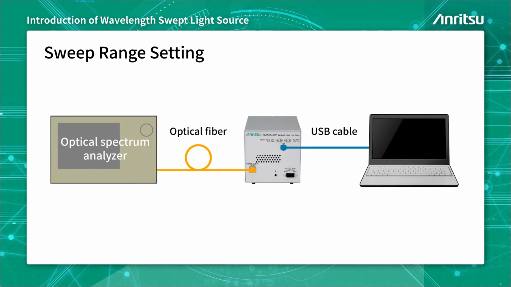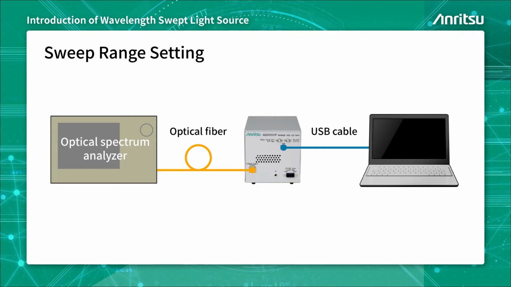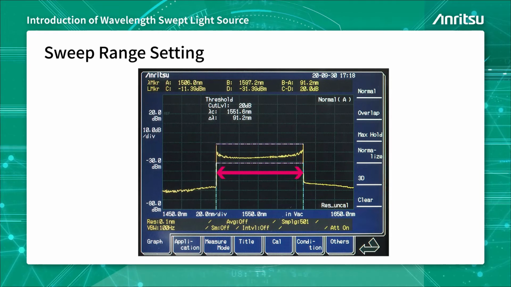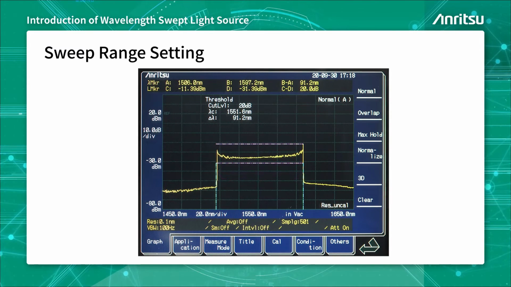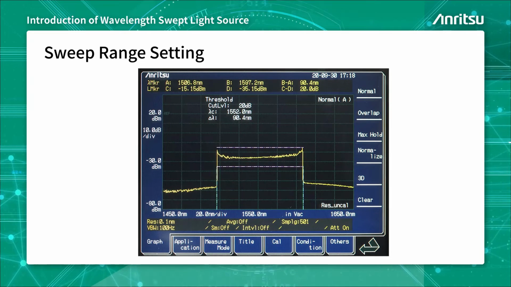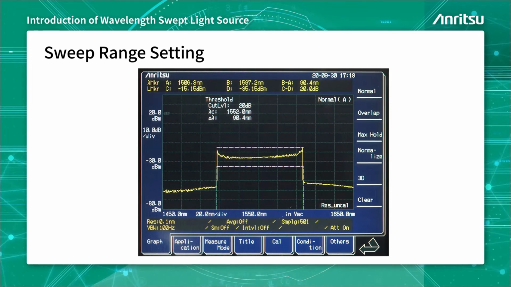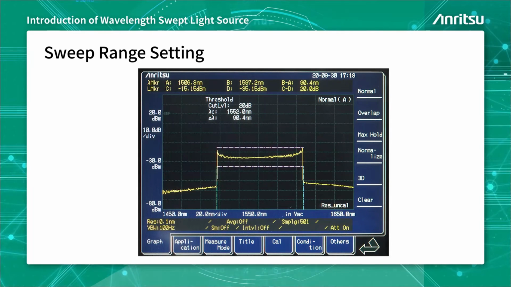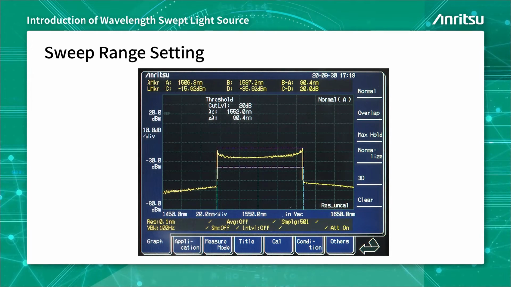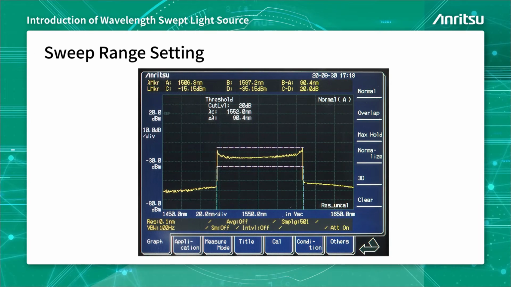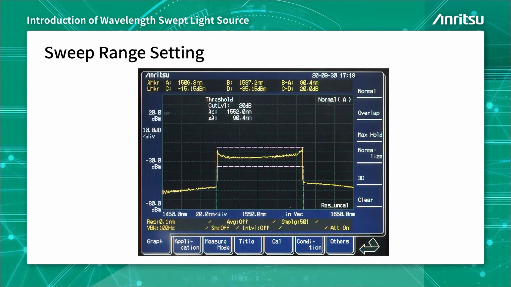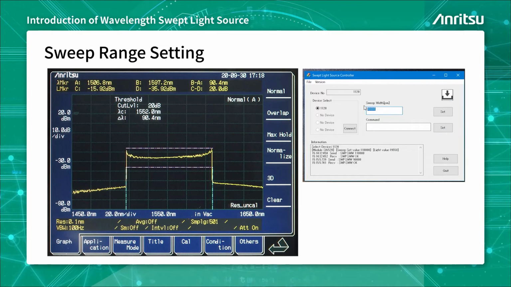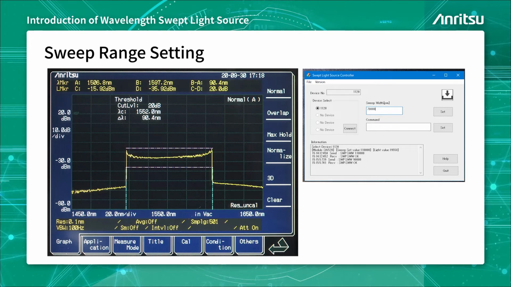Now you are observing the optical output of the wavelength swept light with the optical spectrum analyzer. Wavelength sweep range is observed like this. Being the sinusoidal sweep of the wavelength, the sweep rate decreases near both ends of the sweep range and increases near the center of the range. Therefore, near both ends of the sweep range, the optical spectrum, that is the energy per unit wavelength, is detected more intense.